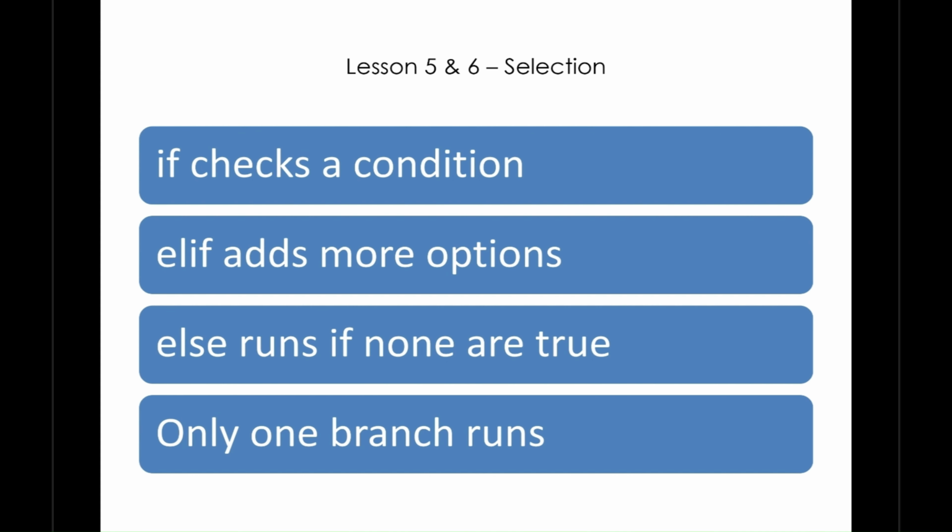Lesson 5 and 6 introduce selection, or if, elif, and else. Selection allows a program to make decisions. An if statement checks a condition. Elif allows extra conditions. Else runs if none of the conditions above it are true. Python checks conditions from top to bottom, and only one branch will ever run.